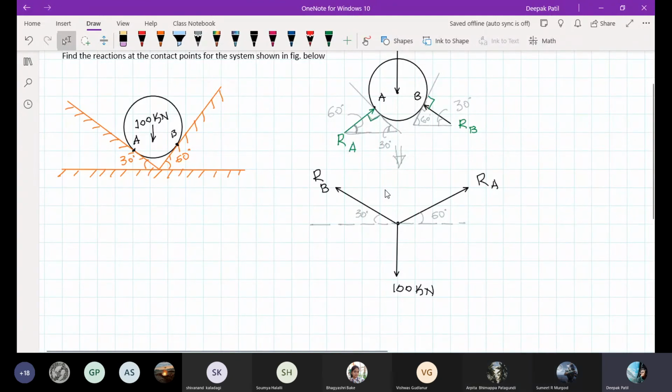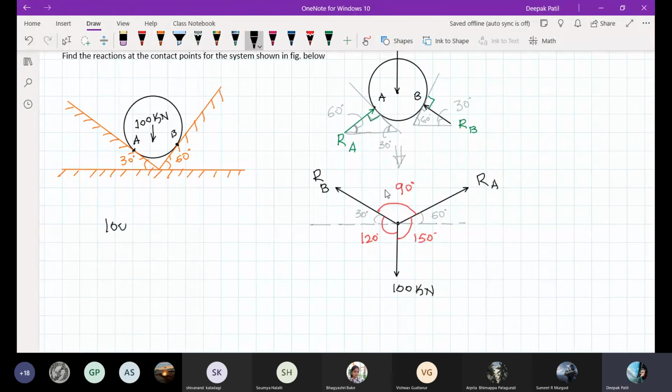Now it is very easy for me to calculate the remaining angle. 30 plus 90 is 120. 60 plus 90 is 150. 150 plus 120 is 270, and the remaining should be 90 degrees. Are you clear, students? Yes. Now I can easily apply Lami's theorem.